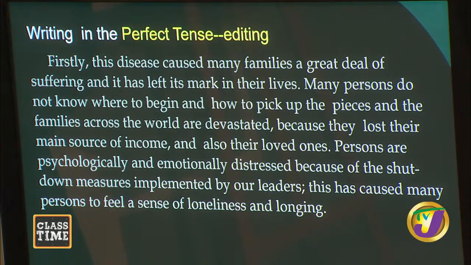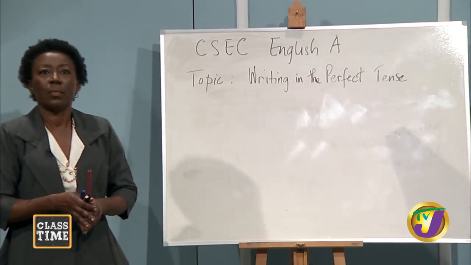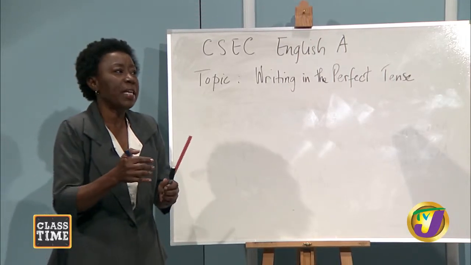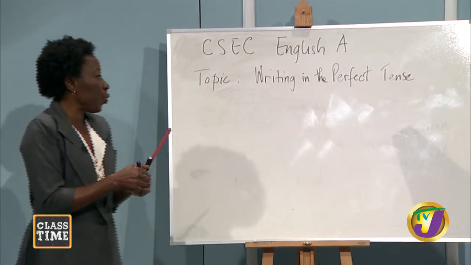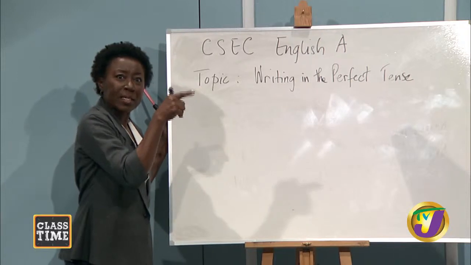So, do you see the first sentence can be improved? Where's the first verb? Caused. If you say this disease caused many families a great deal of suffering, it sounds as if it happened and it stopped. But that's not what happened. It's still going on. So we need to switch now to the present time. Insert the present time into it.